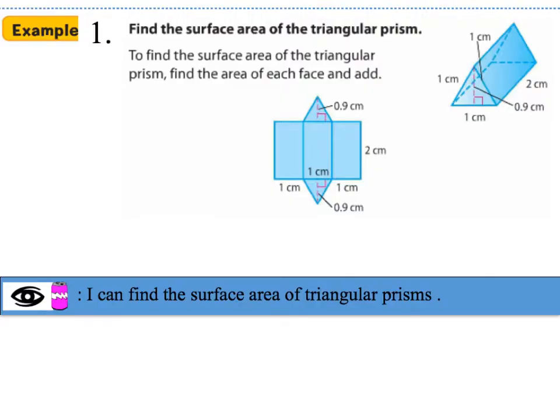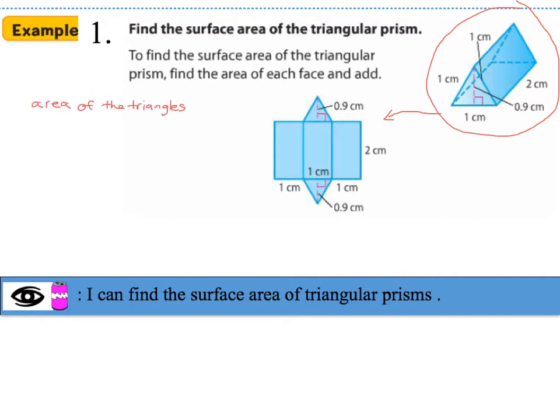For example, when it says find the surface area of the triangular prism. So here's the three-dimensional figure that we call the triangular prism. And what we've done is we've unwrapped it and we've given you the net of the triangular prism. So we've unfolded it, and notice we have three rectangles and we have two triangles. So let's go ahead and find the area of the different shapes and combine them.